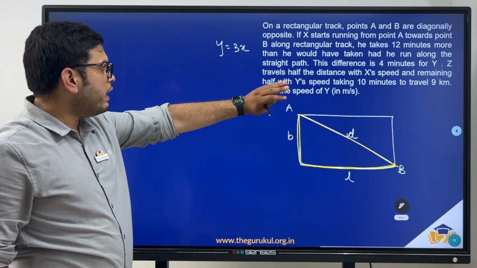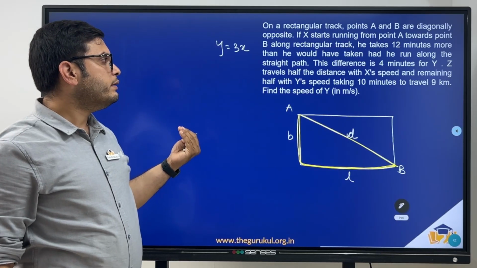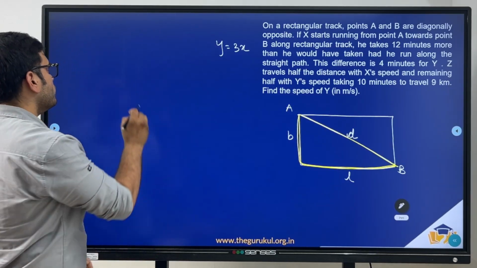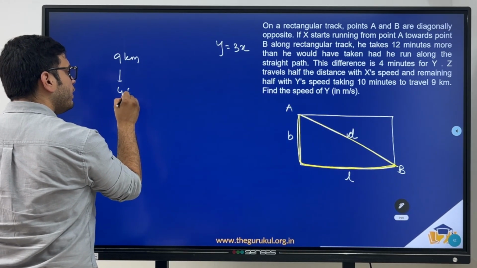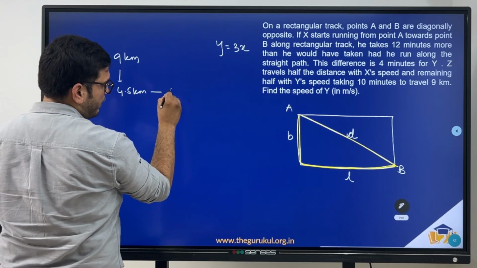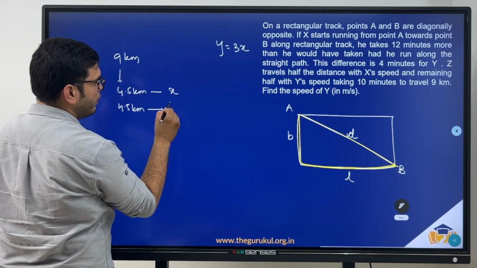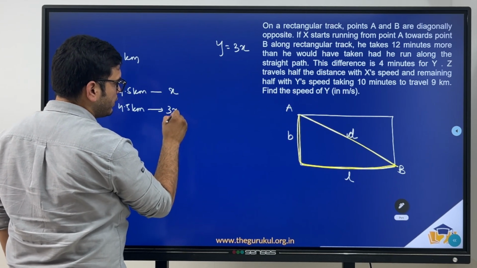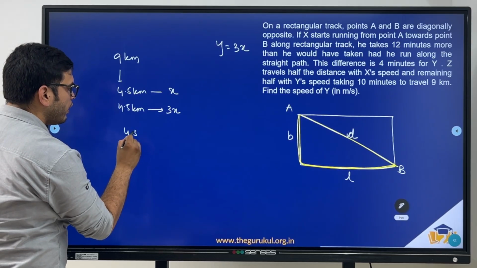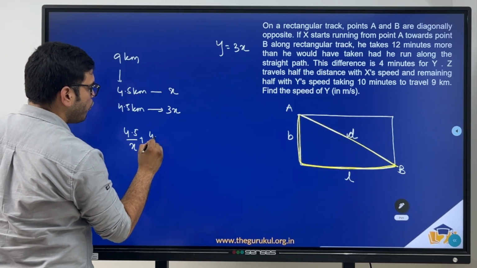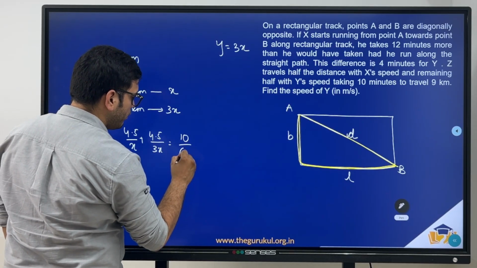Z travels half the distance with x speed and the remaining half with y speed, taking 10 minutes to travel 9 kilometers. So out of that 9 kilometers, he would have traveled 4.5 kilometers with x speed, that is x, and 4.5 kilometers with y speed, that is y, which is 3x. We are given the time taken, 10 minutes. So 4.5 by x plus 4.5 by 3x is equal to 10 by 60.